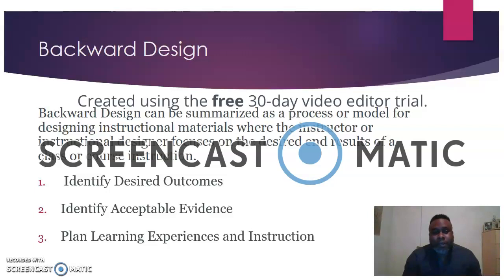So backward design for new teachers is good. It's a good tool, a good theory that you can use, because we know the end result, we know the goal, we know what we want our students to accomplish, and all we have to do is build on what we know we want them to be able to do. So let's go into the process.